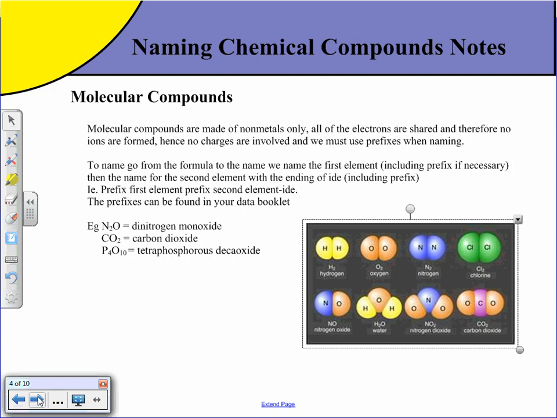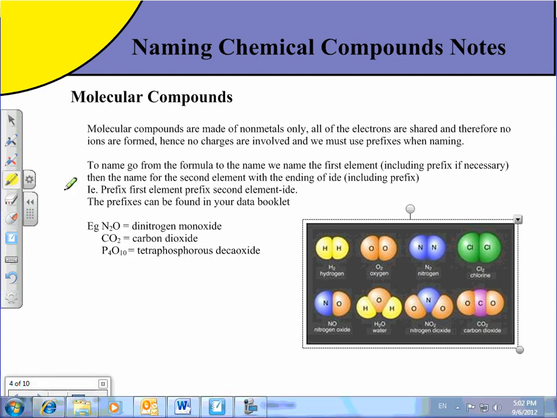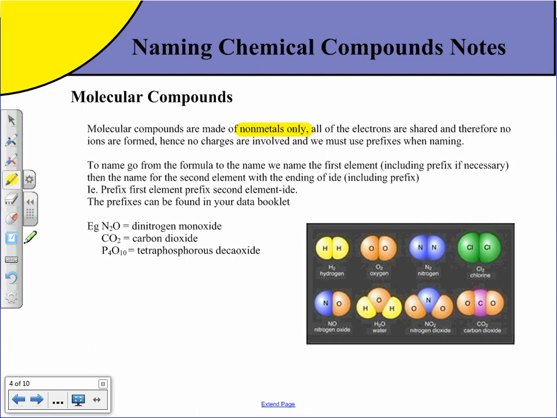So, molecular compounds. Molecular compounds are made up of nonmetals only, okay? Very important. All of the electrons are shared and therefore no ions are formed, hence no charges are involved, and we must use prefixes when we name. To name these, we go from the formula to the name. We name the first element, including a prefix if necessary, and then we name the second element with the ending of "-ide". So in effect, it goes prefix, first element, prefix, second element, and then "-ide".